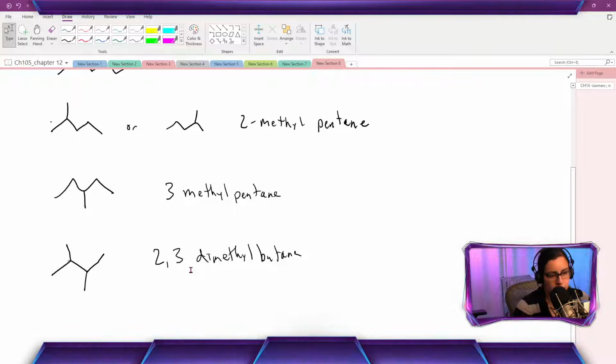And then last possible isomer, so we put those on different ones, but I could have drawn them on the same carbon. And of course, we want to give highest priority, so 2,2-dimethylbutane.